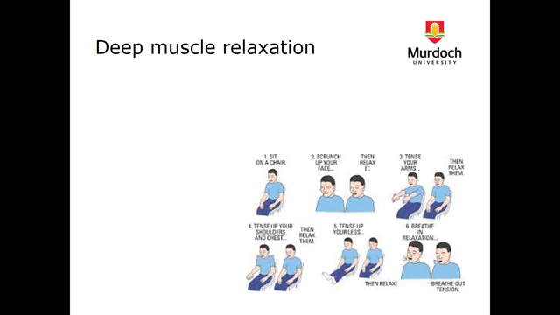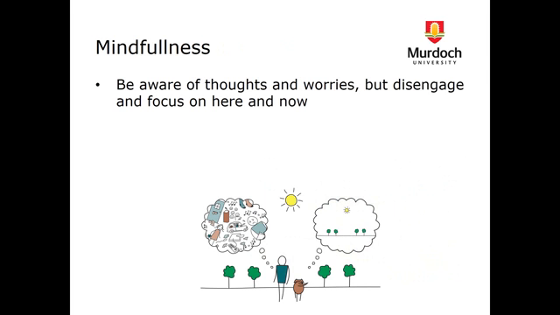The next example is a mind-to-body technique for relaxation. And it's called mindfulness. You may have already heard of it. It's widely popular at the moment. So if you're not aware of what mindfulness is, it's a method of relaxation that focuses on people's thoughts. And it's about being aware of the thoughts and worries that you have, but then deciding to disengage from it and to focus on the here and now.